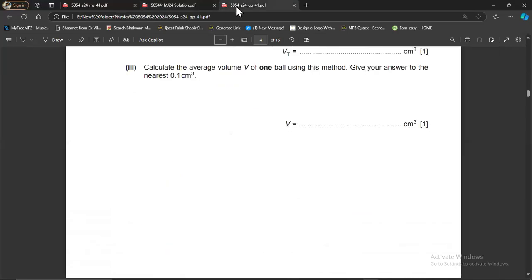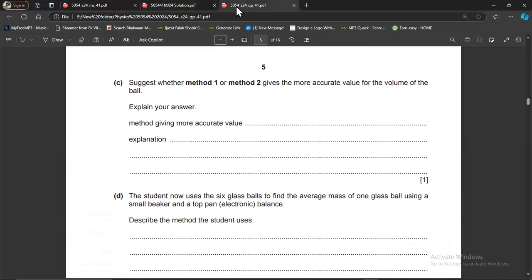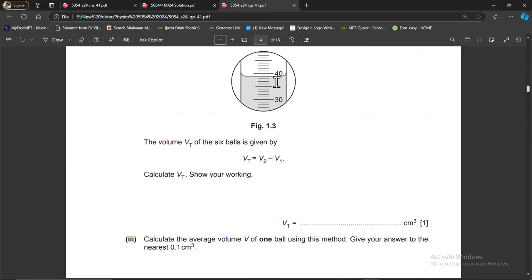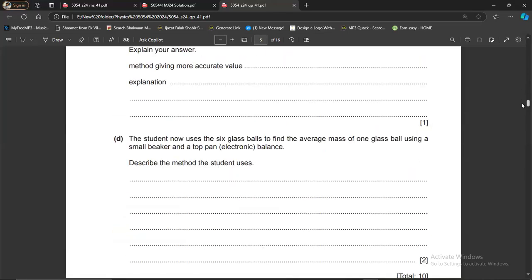Okay, so we are going to the next question. It says, suggest whether method 1 or method 2 gives the more accurate value for the volume of the ball. Explain your answer. We think that method number 1 is more accurate as compared to method number 2. In method number 2, we are using a measuring cylinder, and the least count of that measuring cylinder is 1 centimeter cube. That measuring cylinder cannot measure any volume less than 1 centimeter cube. So the answer is only accurate up to 1 centimeter cube in method number 2.